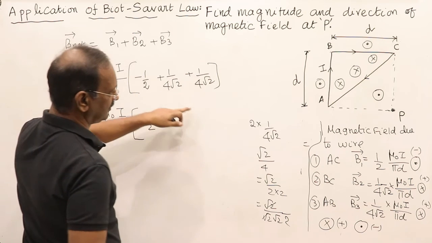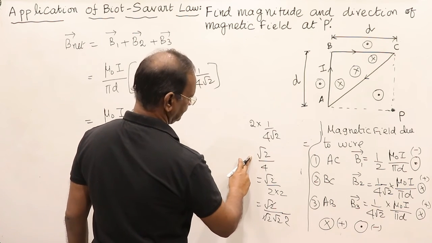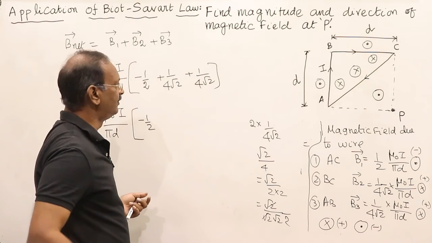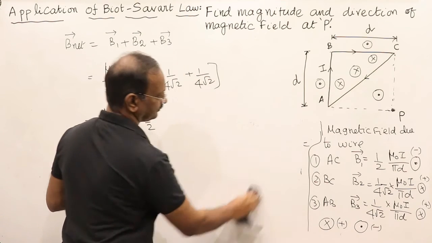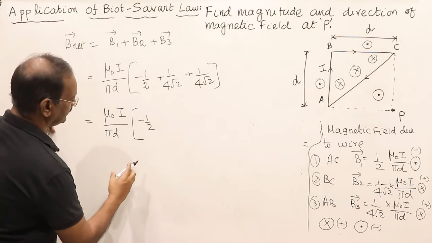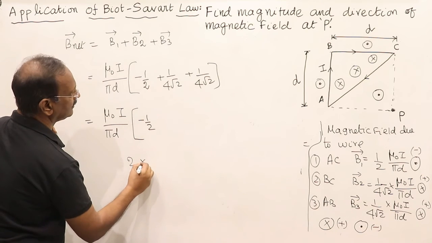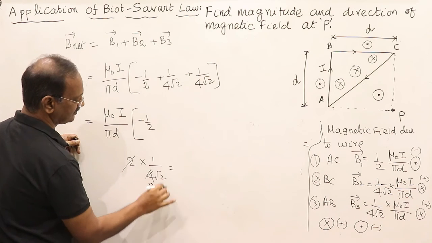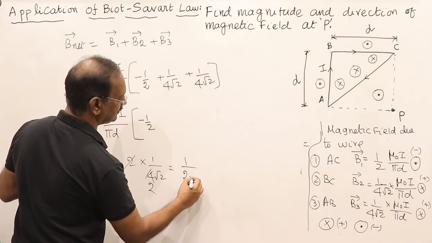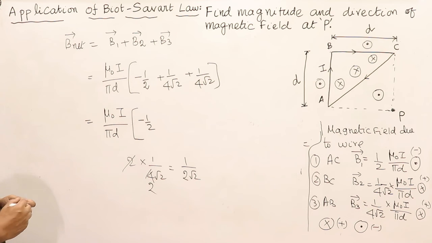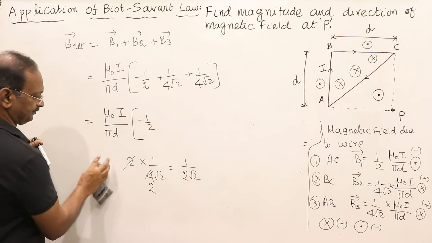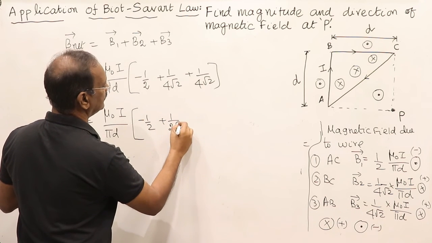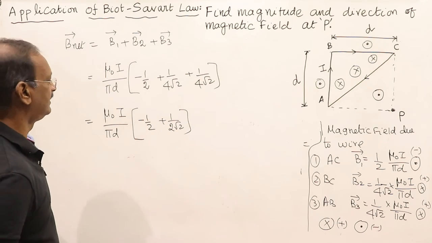Minus of 1 by 4 root 2, 2 into 1 by 4 root 2. Now we will calculate 2 into 1 by 4 root 2, which is 2 into 1 by 4 into root 2, and this becomes 1 by 2 root 2. So it is equal to plus 1 by 2 root 2.